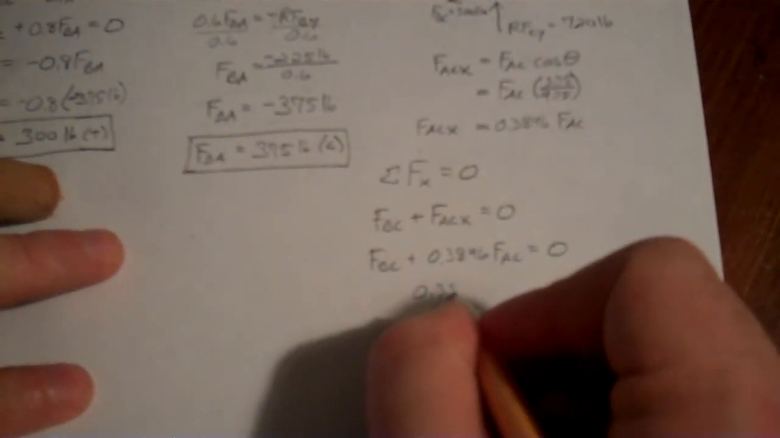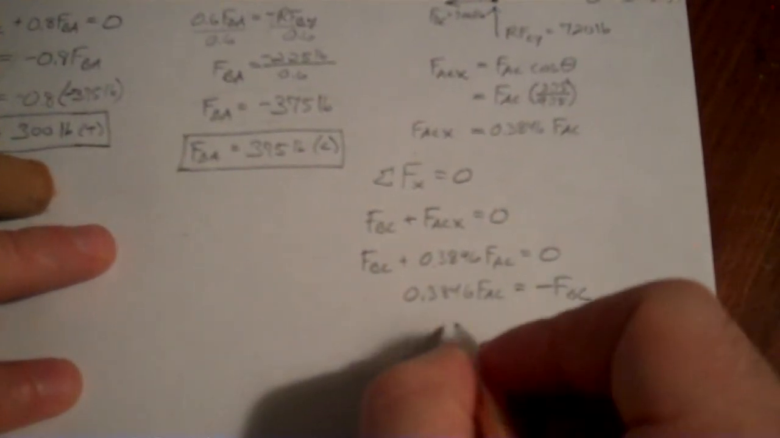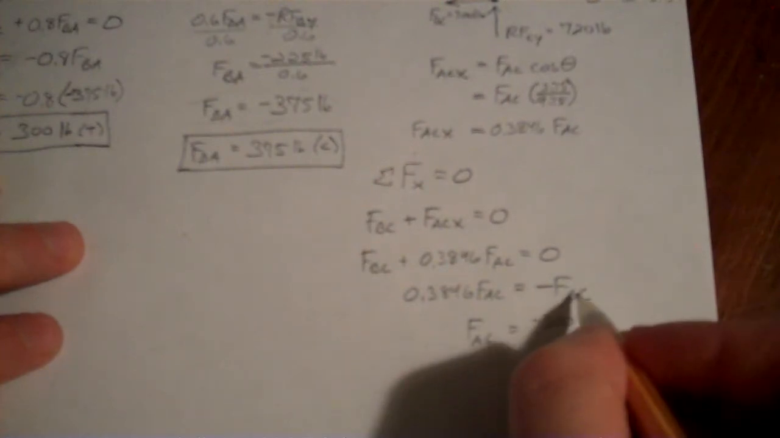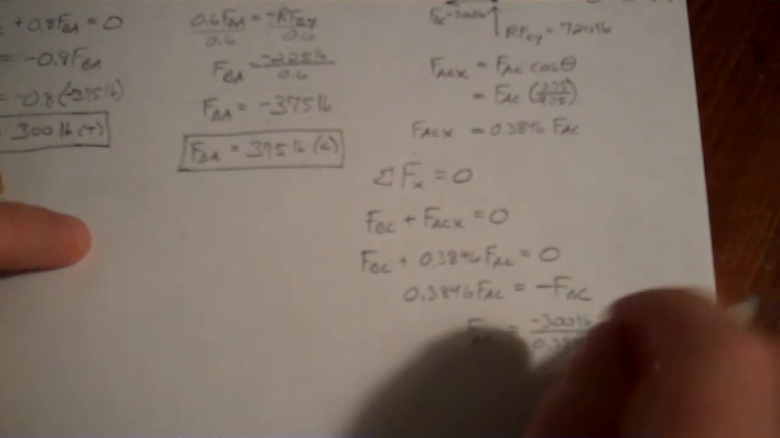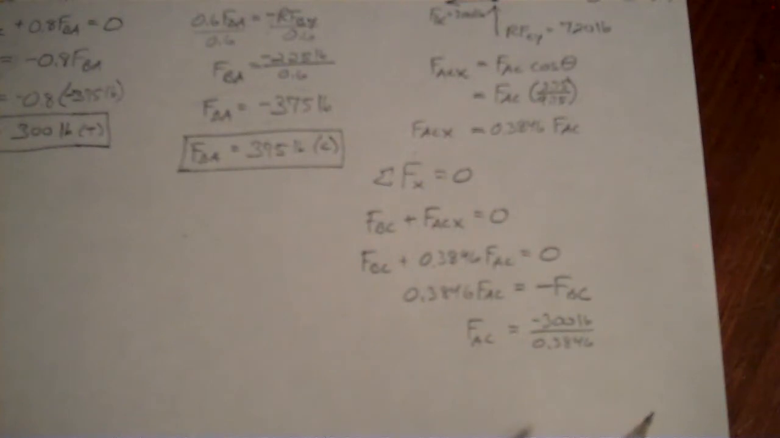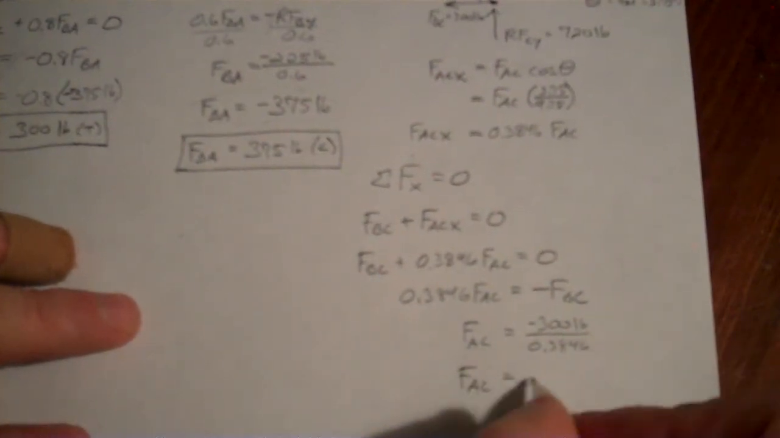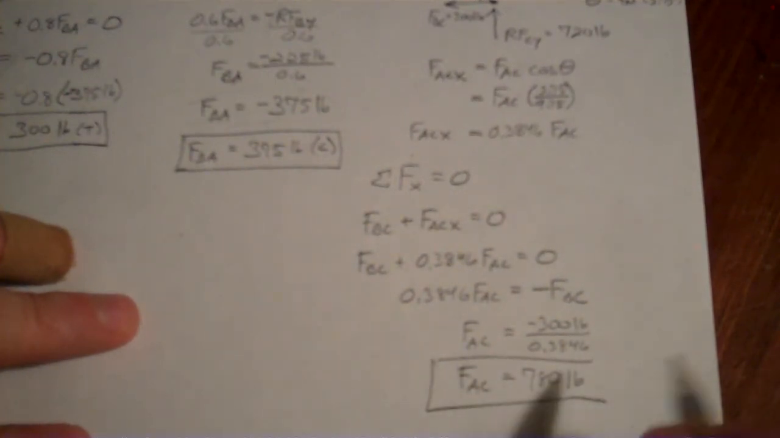So 0.3846 FAC is equal to negative FBC. I just moved it from one side to the other. FAC is equal to the negative 300 pounds that we found FBC to be, divided by 0.3846. I kept that in my calculator, so I can just divide that out. I should get FAC equal to 780 newtons. Nope, sorry, pounds. Thinking physics. 780 pounds. The fact that it came out positive means it is in tension.